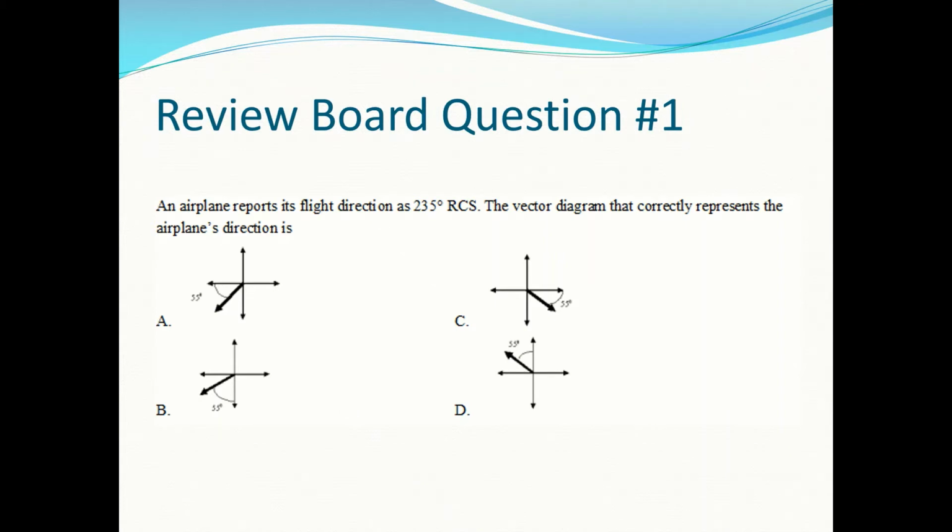Okay, so let's start off with some review problems. An airplane reports its flight direction to be 235 degrees. Which vector diagram correctly represents the airplane's direction?